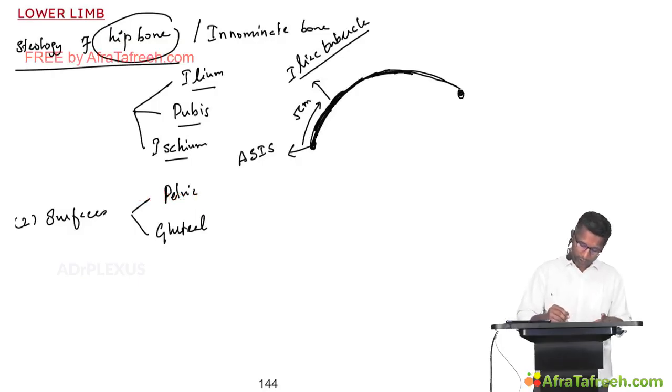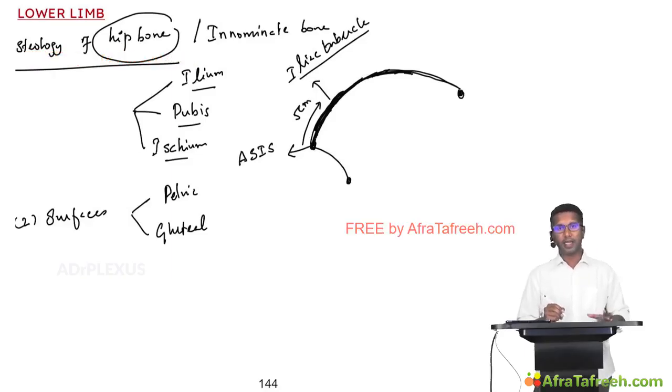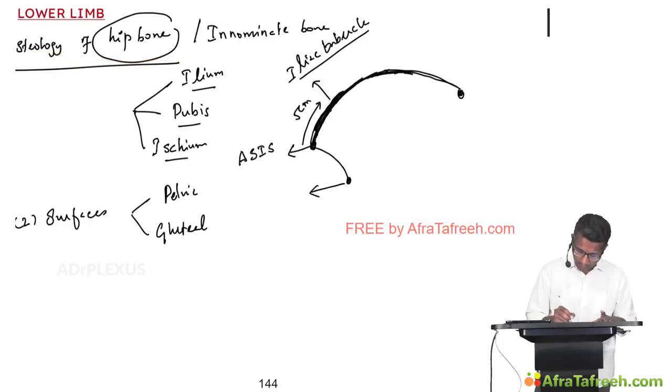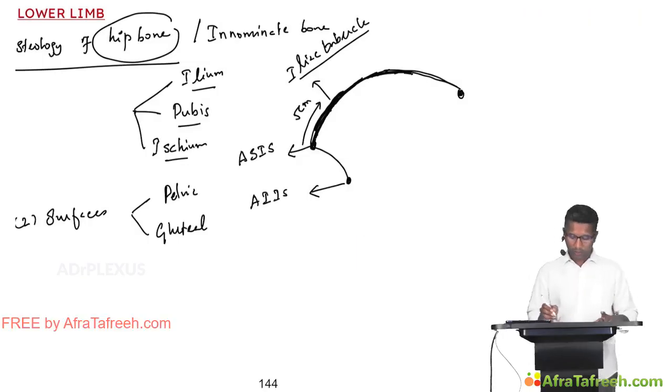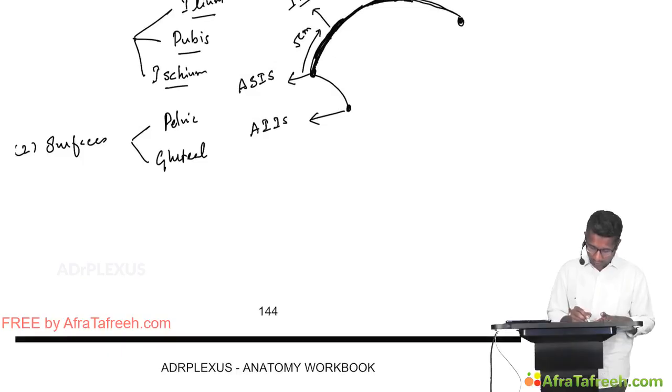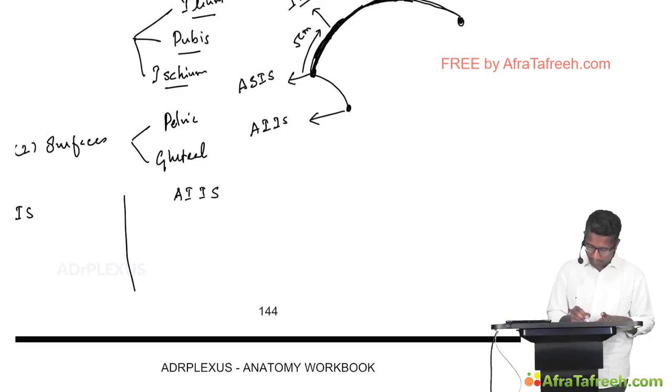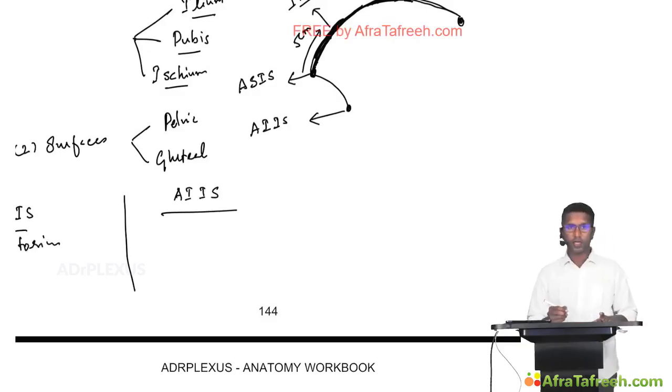When you trace the hip bone anteriorly, the anterior superior iliac spine continues as the anterior border of the ilium and ends in the anterior inferior iliac spine. Now we'll add a few points here. A muscle which is attached to the anterior superior iliac spine is called sartorius.